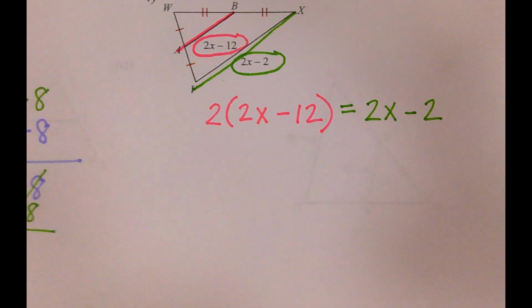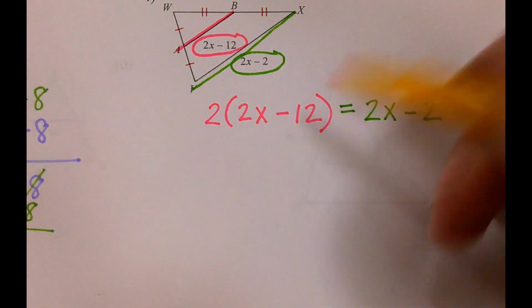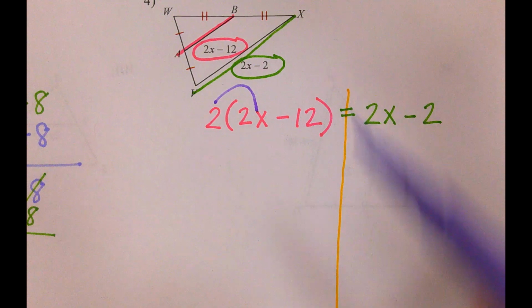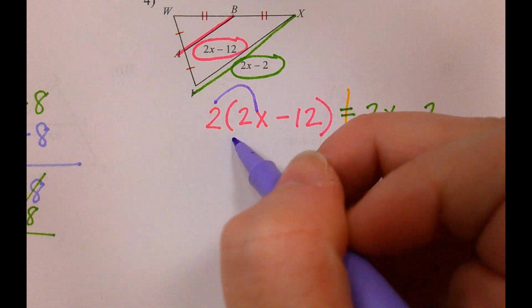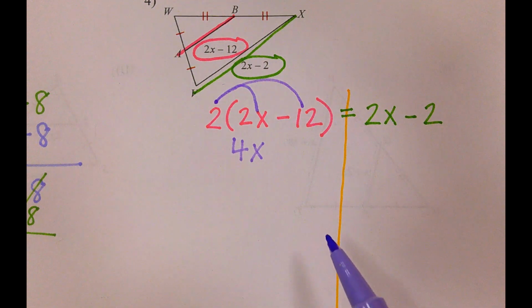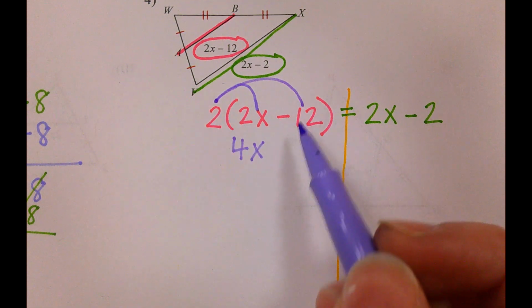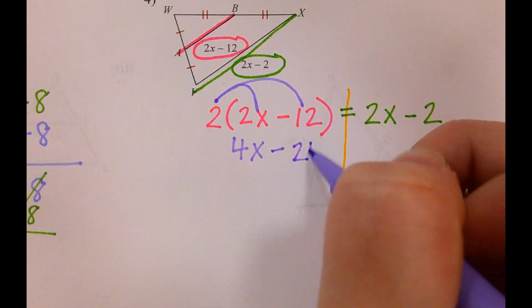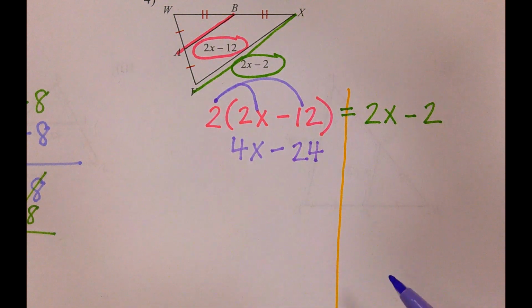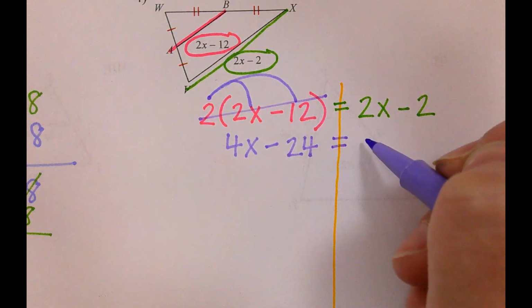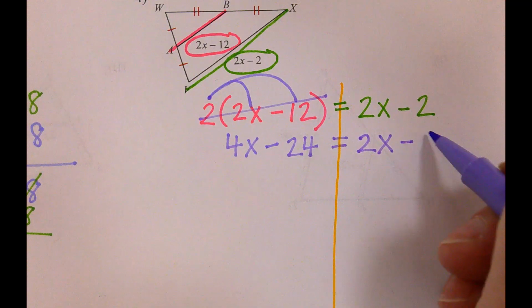And now that it's set up, where do we go from here? You distribute your 2. So 2 times 2x, 4x. 2 times negative 12 is negative 24. And we'll bring everything down. Equals 2x minus 2.